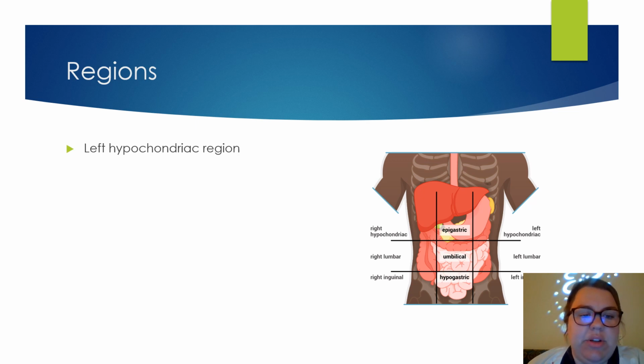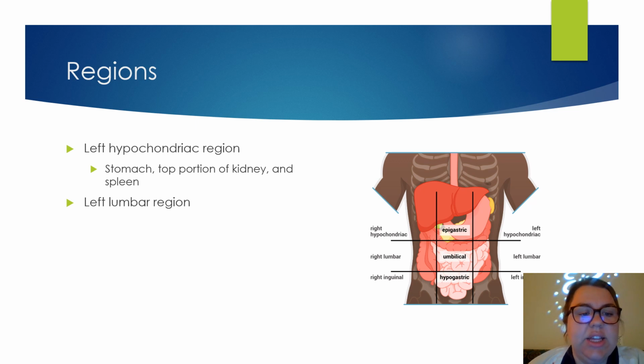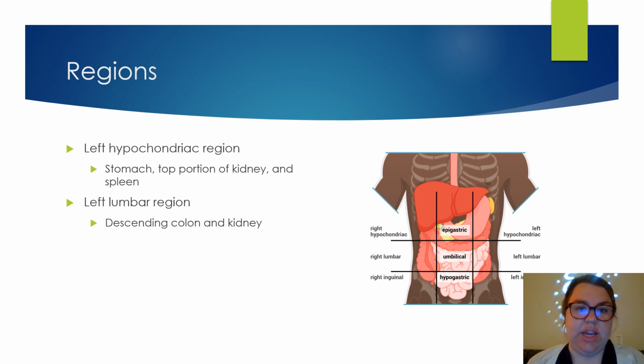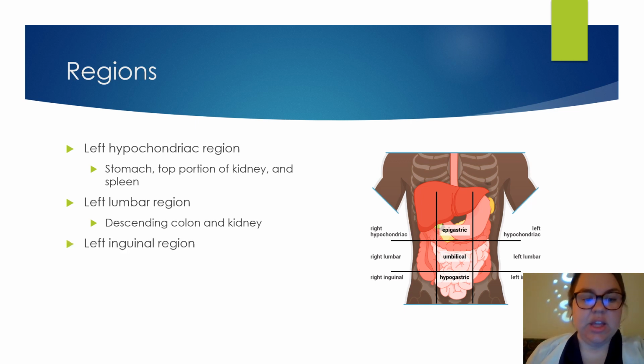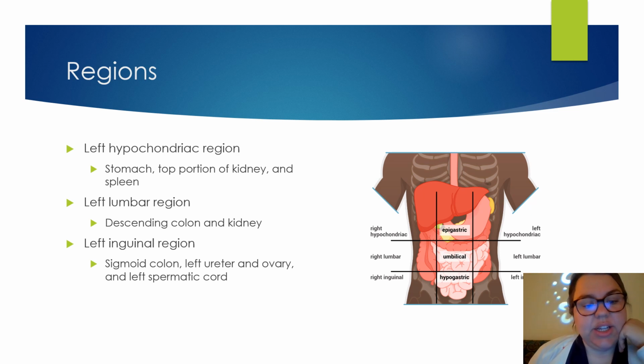The left hypochondriac region has the stomach, top portion of the kidney, and the spleen. The left lumbar, which is right below it, has the descending colon and kidney. The left inguinal region has your sigmoid colon, left ureter, ovary, and left spermatic cord.